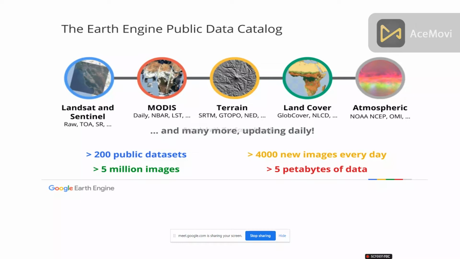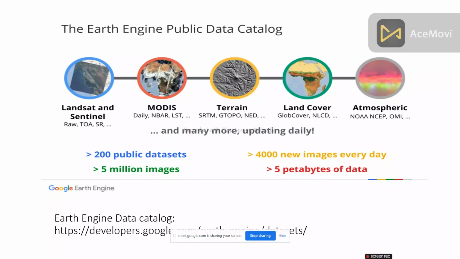And here you can find more than 200 public data sets, more than 4,000 new images every single day, more than 5 million images, more than 5 petabytes of data from this Earth Engine public data catalog. You can see this is the Earth Engine public data catalog link. We can easily go to this link and access all of the catalog. Or if you want, you can simply go to your code editor and click on browse data catalog, then you can access all of the data sets.